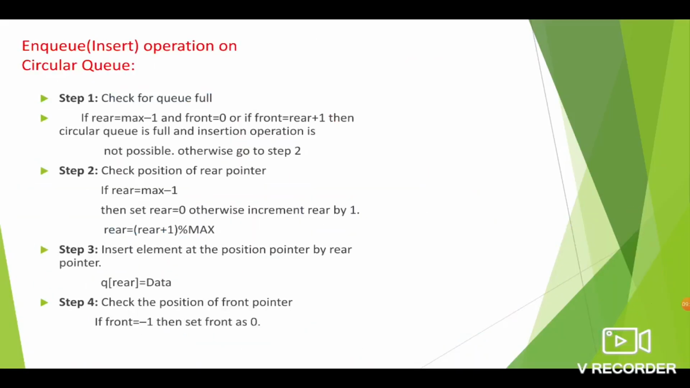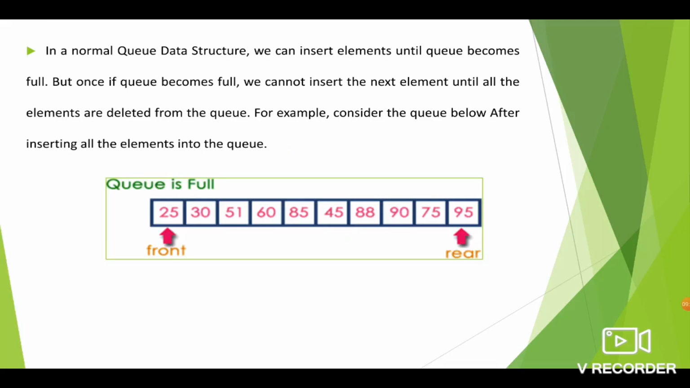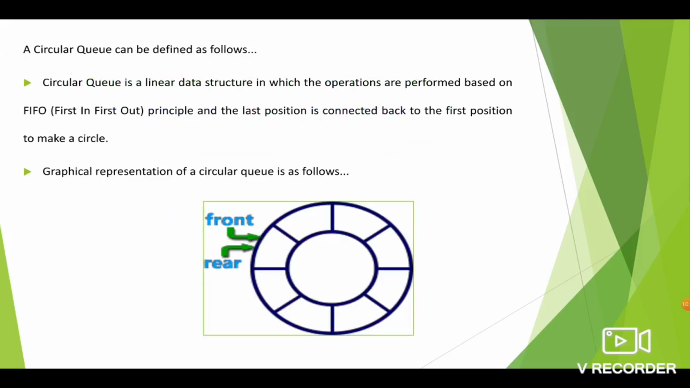So once again, the need for a circular queue is, the disadvantage of the queue data structure is, once the queue becomes full, you cannot insert a new element even if we have free spaces in the queue data structure. You cannot insert the element until all the elements are deleted from the queue. So to overcome this, we go for a circular queue.